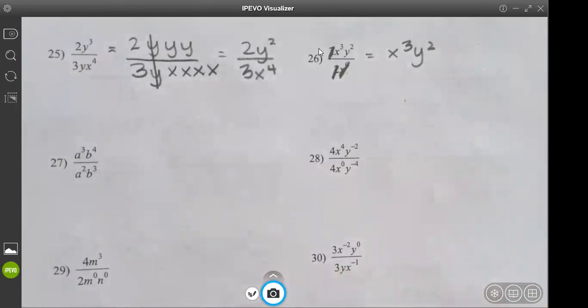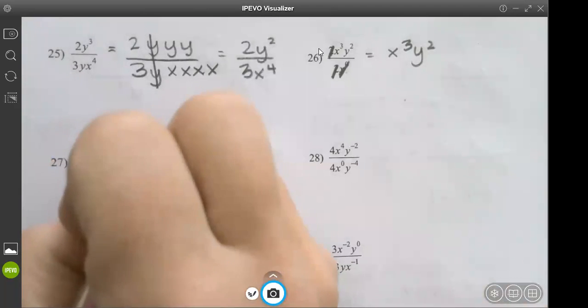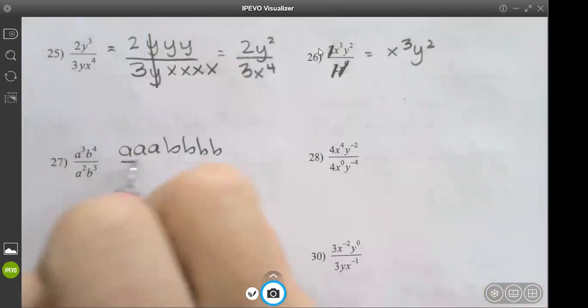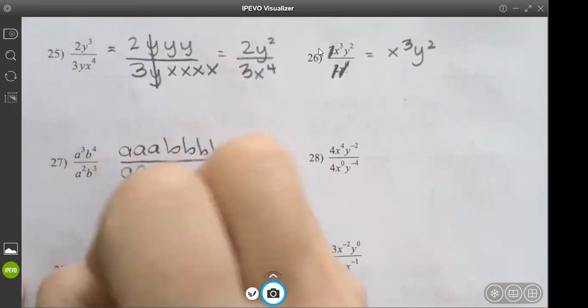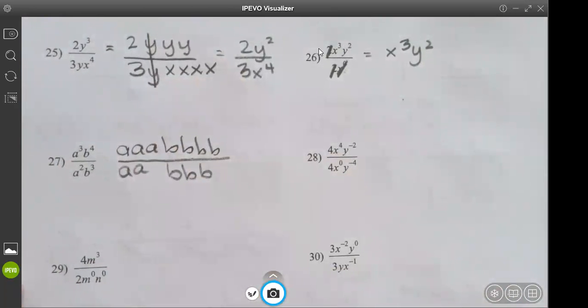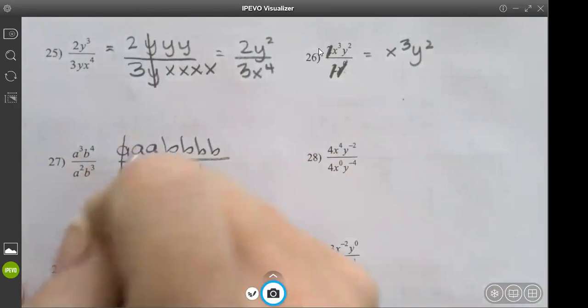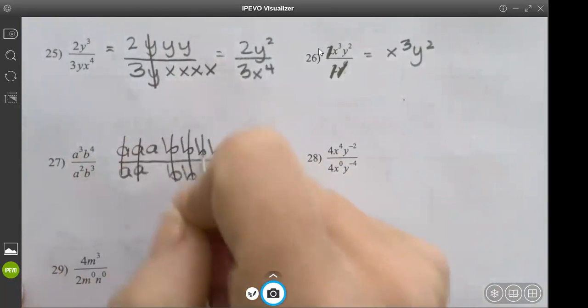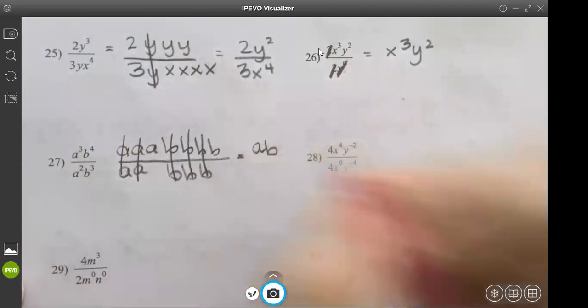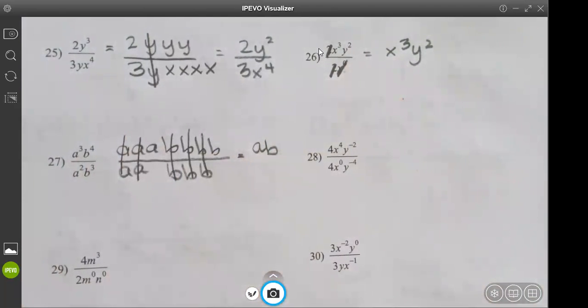Okay. For 27, there's nothing to mark out. We have 3 A's, 4 B's. On the bottom, 2 A's and 3 B's. Mark out what you can. And I'm left with A and B on top, and that's it.